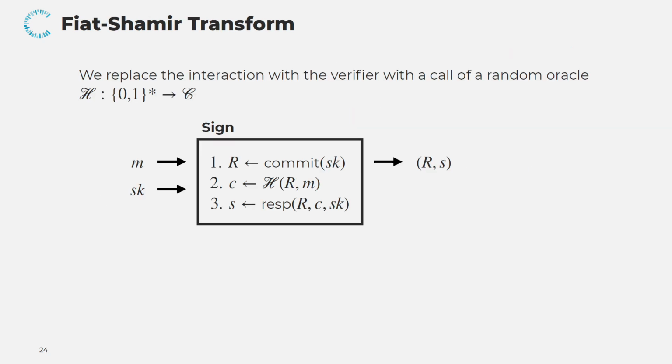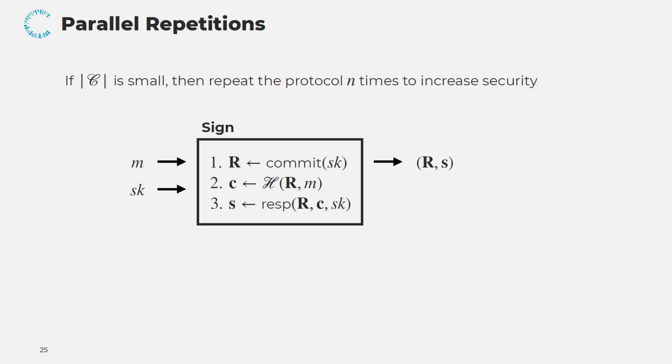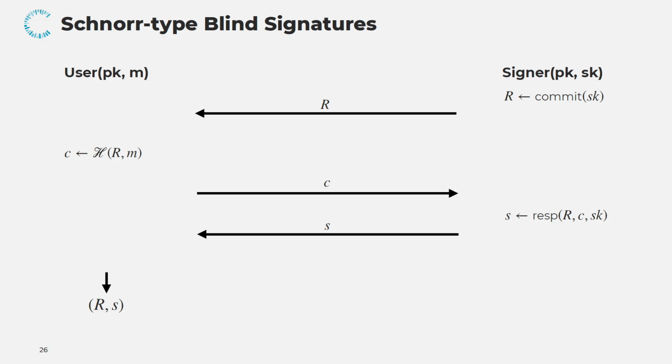We can turn an identification scheme into a digital signature using the well-known Fiat-Shamir transformation. The idea is to replace the interaction with the verifier with a random oracle. This is the construction. Also in this case, when the challenge space is small, we take parallel repetitions, and numbers become vectors. We will use the bold notation to denote vectors. Okay, with these two ingredients, identification schemes and the Fiat-Shamir transformation, let's consider this construction.